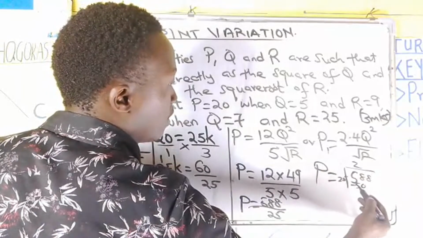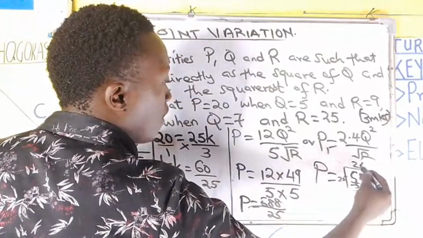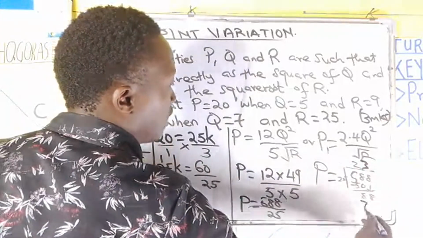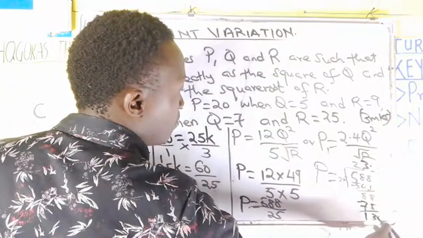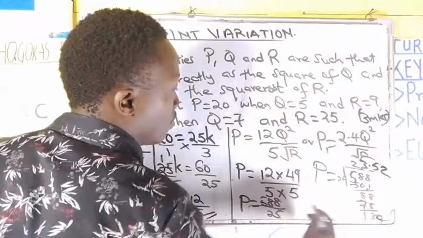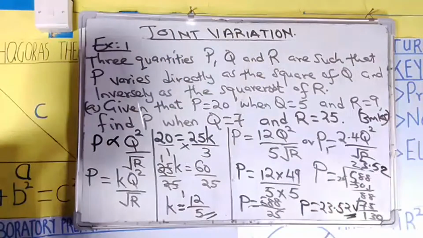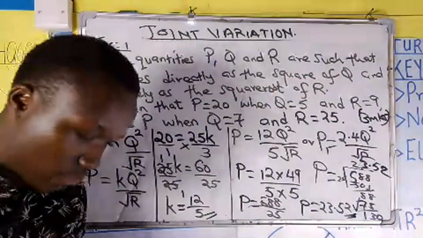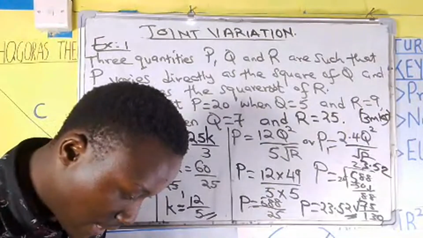25 times 2 is 50. 8, we drop 8. 25 times 3 is 75. Subtract, we get 13. Put a decimal and a 0. 25 times 5 is 125. Remainder 5, 2. So our P will be equal to 23.52. That's correct. 23.52. So let's do another one.